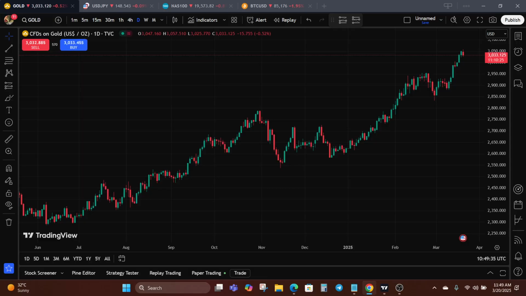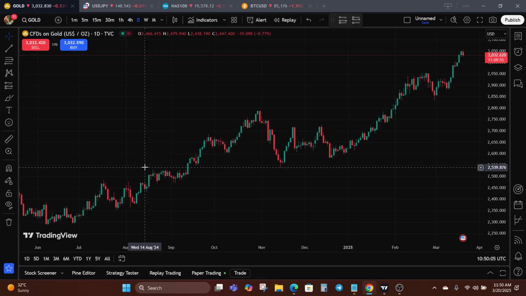Now let us get into it. First things first, what is Forex trading? Well, Forex is short for foreign exchange, okay? And it is the global marketplace where currencies are traded 24/5, that is 24 hours a day, 5 days a week, from Mondays to Fridays, okay? Unlike the stock market, which has set trading hours, Forex is open nearly all the time, making it one of the most accessible markets in the world.